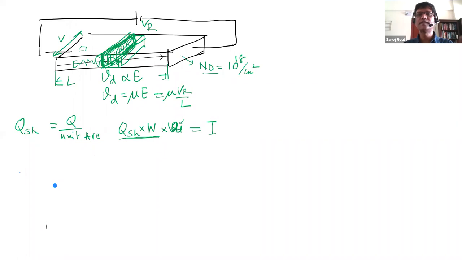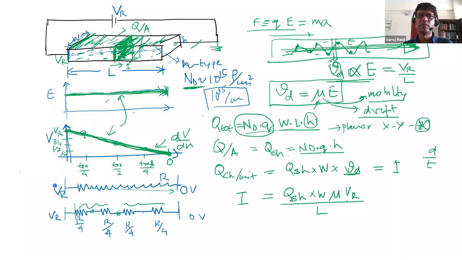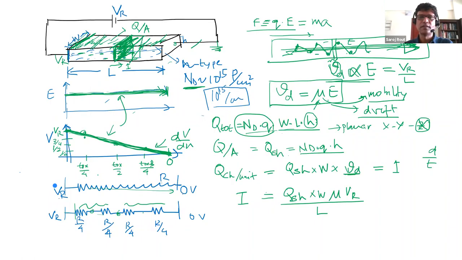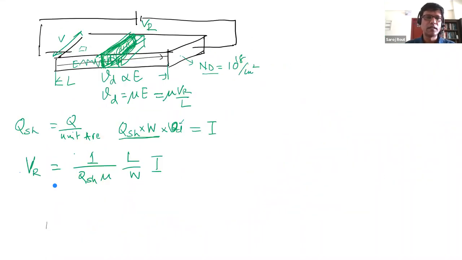The best way to do this is go home and write the units of everything, and that's the easiest way to figure out that this is actually charge per unit time, and that should be I, okay? And this equation, I equals QSH times W times mu times VR over L, which I derived from above, I'll just rewrite it. So I'll rewrite this as VR equals 1 over QSH mu, times L over W, times I. I just rearranged algebraically. Can you recognize this equation now?